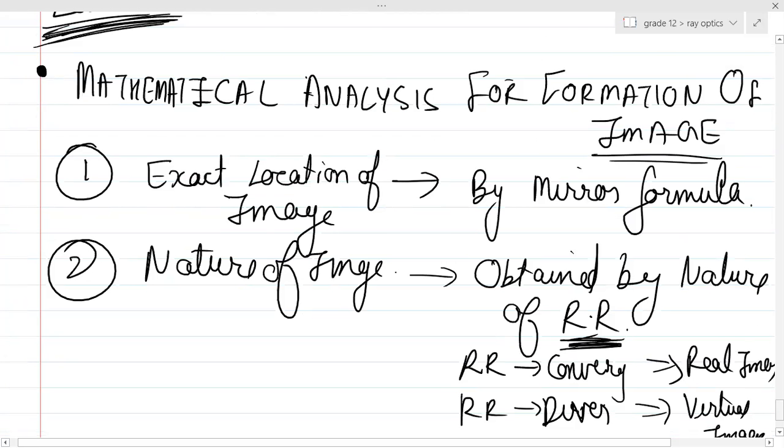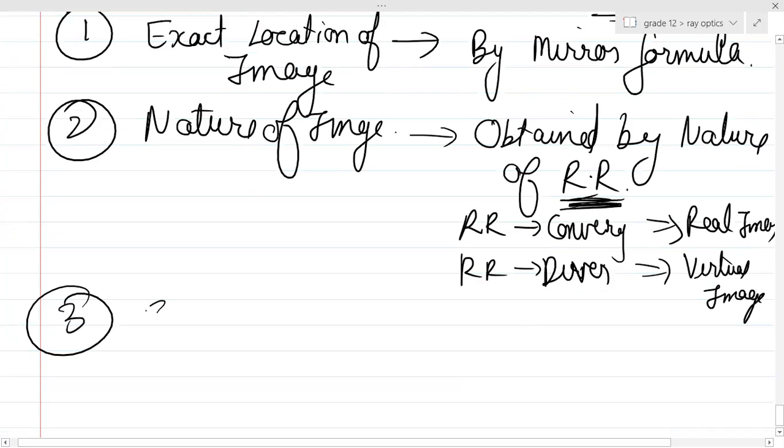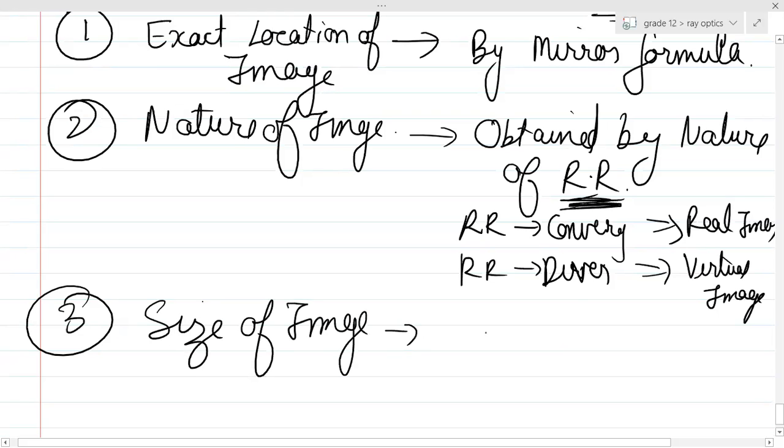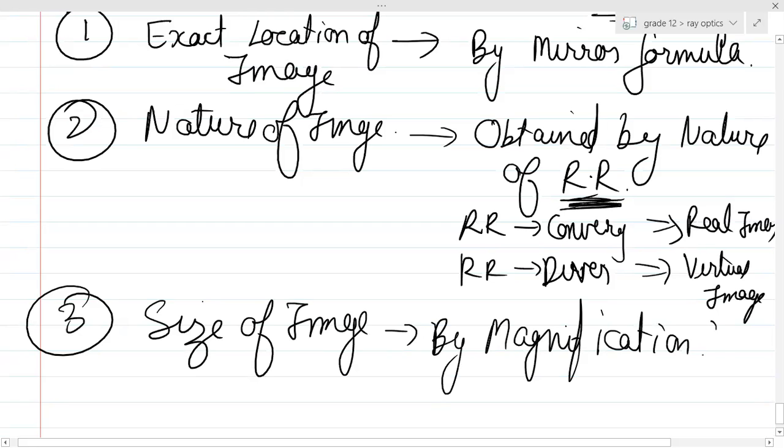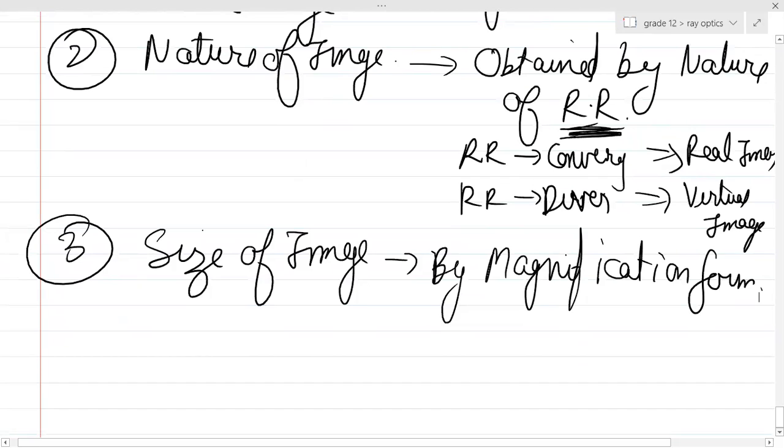Is this clear? The third thing we need to analyze is called the size of image. Size of image is obtained by the magnification formula. Okay. So basically we need to analyze these three things about the image, always. Yes or no, guys?